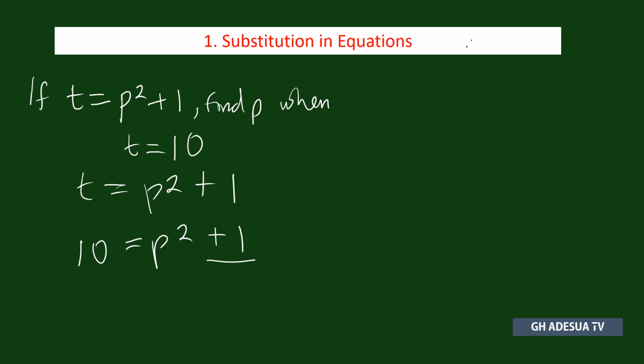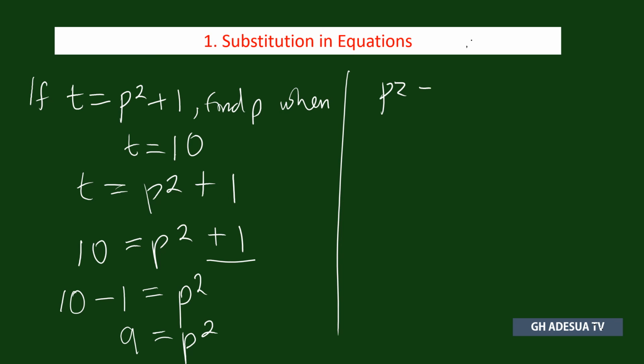So the plus 1 has to cross the equal sign. When it crosses, it becomes negative. So it is 10 minus 1 on the left hand side is equal to p squared. What is 10 minus 1? 9. So 9 is equal to p squared. So that's our first answer we're getting.